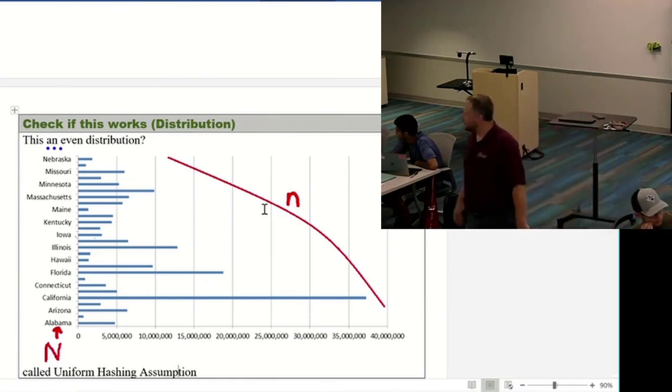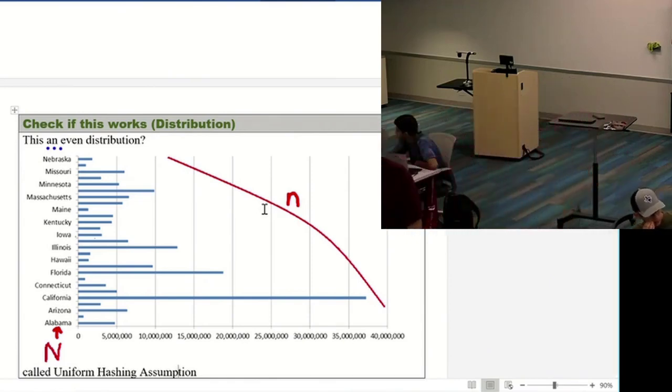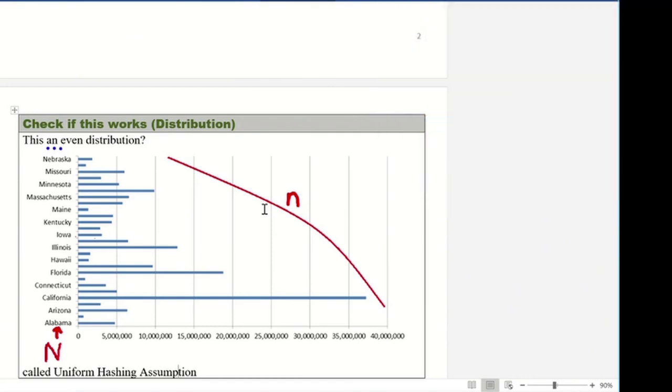Notice California, pretty big compared to Nebraska. So what we're trying to do is find a capital N, which is a number of buckets, that would support an equal number of keys, an even distribution throughout all of it. Here's a better example. How many of you ever played with Legos?